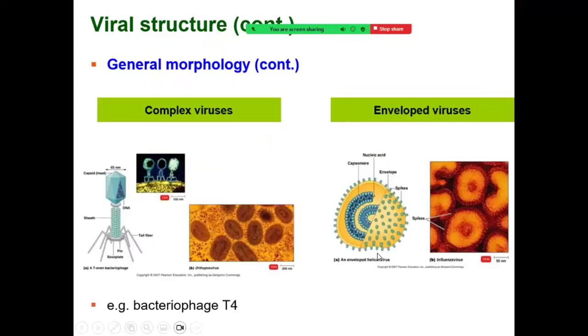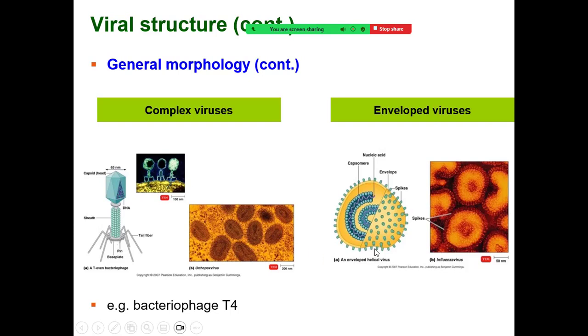And then the third morphology is a complex virus. A complex virus can take on essentially any shape. Like this is a complex virus, this is a complex virus, and this is a complex virus. If you're not familiar with that, that looks like the lunar lander of the Apollo space program. And this is bacteriophage T4 taking on that shape there, which is a complex virus.